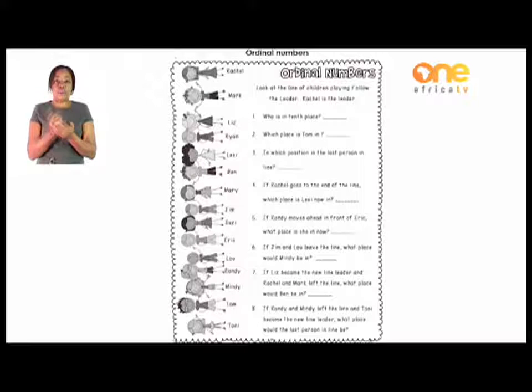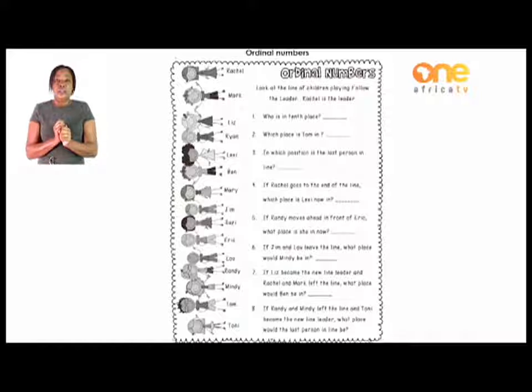The next page is for the grade 3s. Grade 3s, let's try the ordinal numbers. What are ordinal numbers? Ordinal numbers are numbers that give us the position of something. A position of an object or a position of a person or anything where they are. As we can see on page 4, we see the learners who are lining up. Each one is holding his or her position.